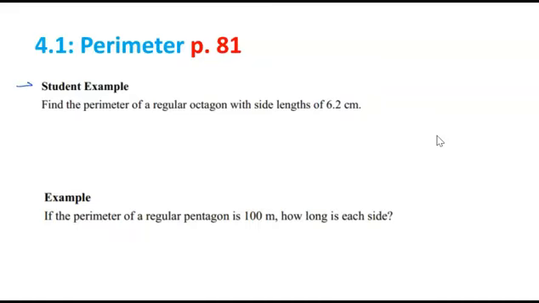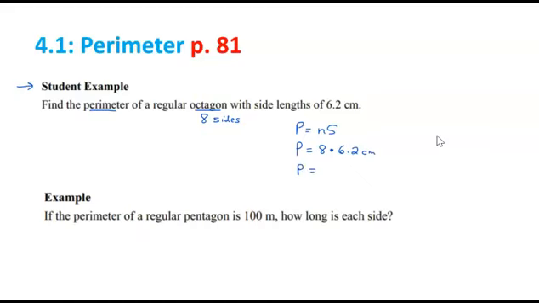The first student example asks us to find the perimeter of a regular octagon with side lengths of 6.2. We know that an octagon has 8 sides, and if we're not sure, we can always reference that. We know we're doing the outside measurement, the perimeter, so the perimeter here is going to be the number of sides multiplied by the side length. So the perimeter is going to be 8 sides multiplied by 6.2 centimeters.